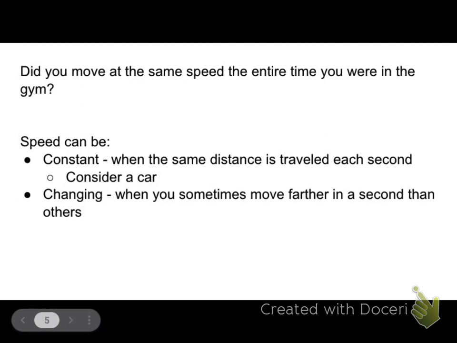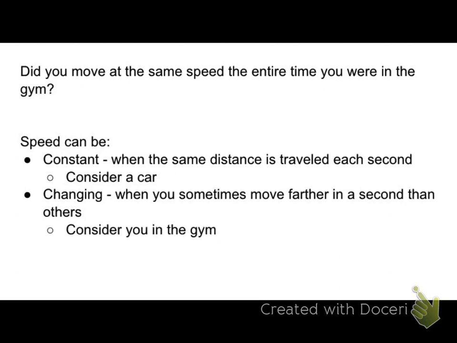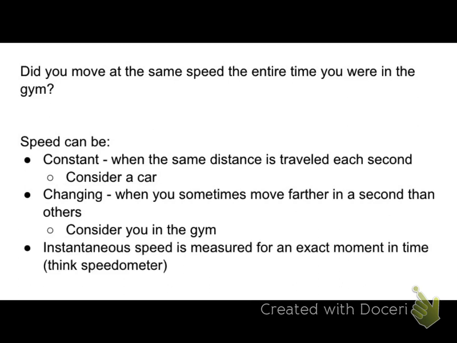Speed can also be changing. Obviously, sometimes we move farther in a second than others, and even a car with cruise control on doesn't always move at exactly the same speed. Okay? So consider yourself in the gym as a good indication of this. And then sometimes we will measure what is called instantaneous speed. This is the speed that would read out on your speedometer. So it's the speed you are going at that exact moment in time. This is hard to calculate, so most of the time in class we will not be using instantaneous speed. We will instead be using something called average speed.